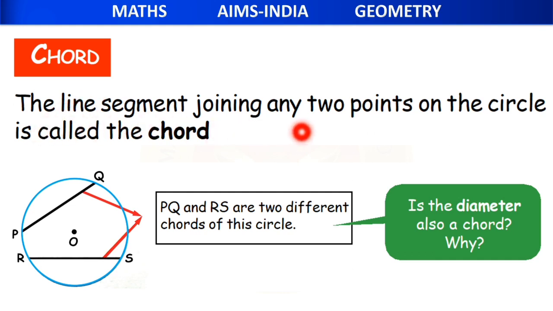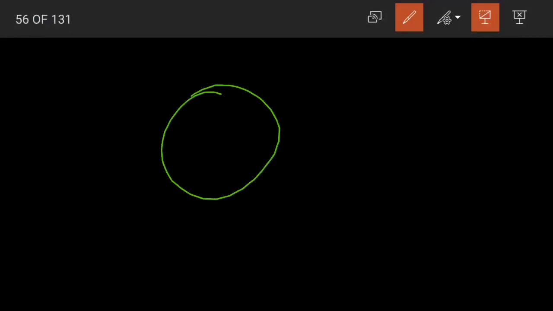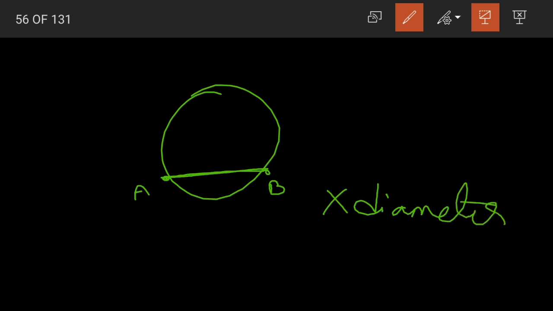The line segment joining any two points of the circle is called the chord. The line segment joining any 2 points on the circle is called as the chord. For example, if I am drawing a line, this is point A and point B. Now I am joining these 2 points by a line segment. So what did we discuss? This is not a diameter. Then what is it called as? It is called as chord.